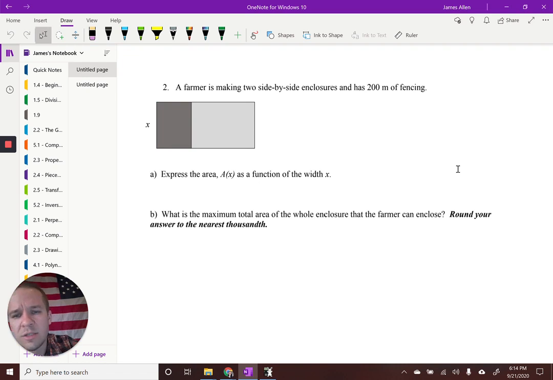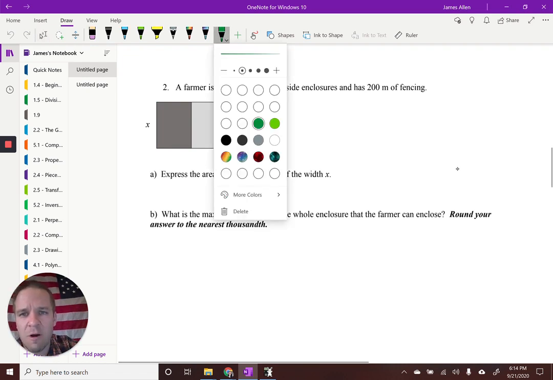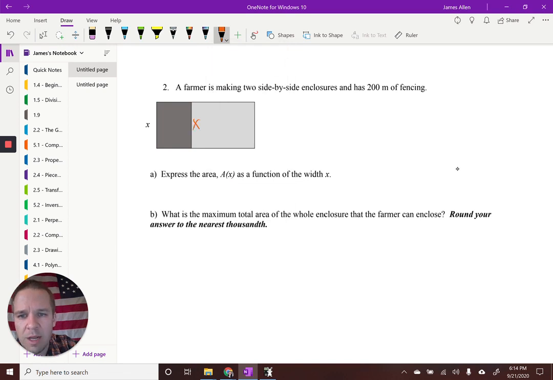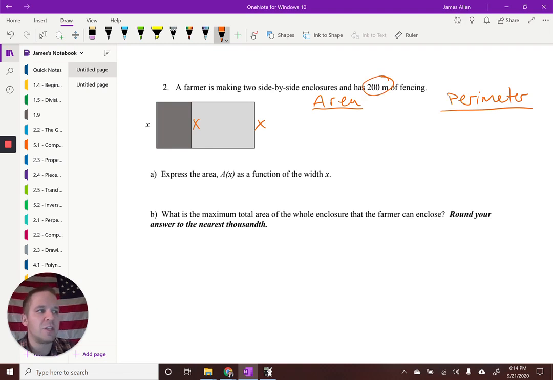All right. So if this is x for our width, we would have then x for this one right here and x right here, right? Now, A of x, and I'm going to jot some formulas over here. So we have our area, and we've got our perimeter again. And they give us information about the perimeter, which is the 200 meters of fencing. So not necessarily the perimeter around the rectangle, because we also have to include this piece of fence that goes there, so it's the side-by-side enclosure, right?